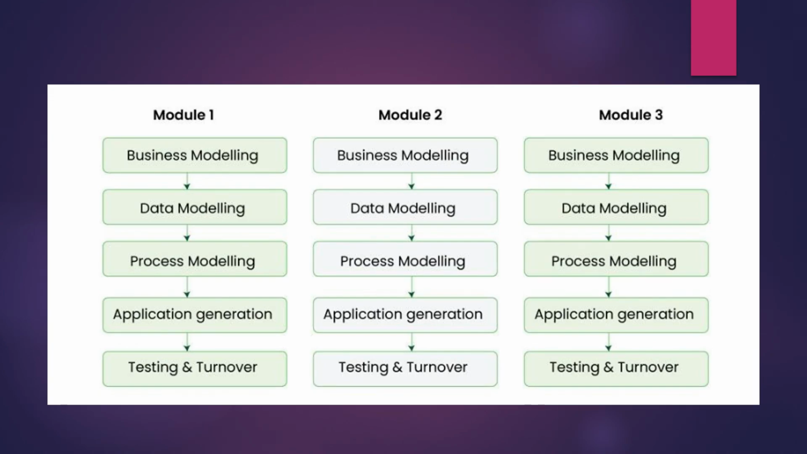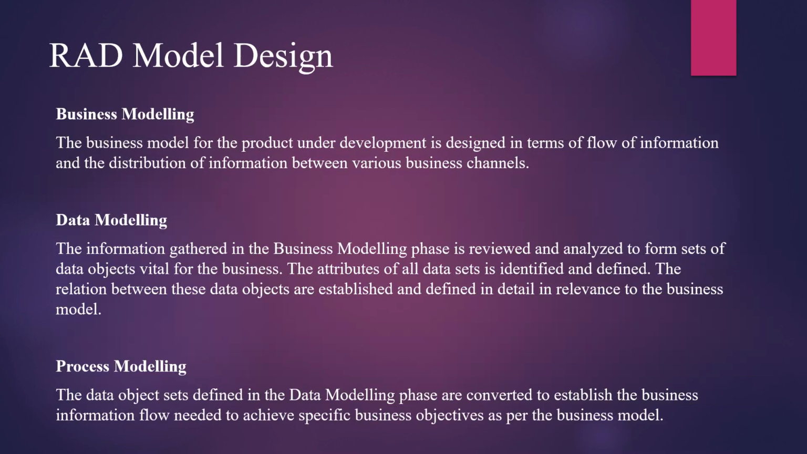Let's see the description of these terminologies. The first phase is business modeling. What is business modeling? The business model for the product under development is designed in terms of flow of information and distribution of information between various business channels. So it is basically the business perspective that is associated with this phase.